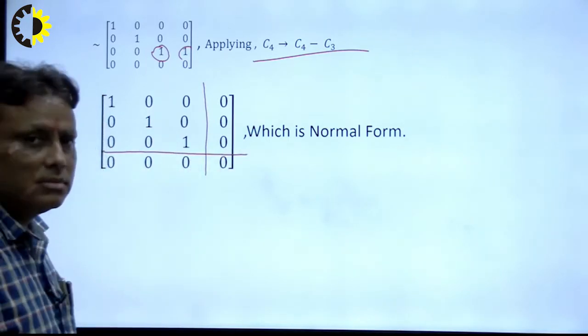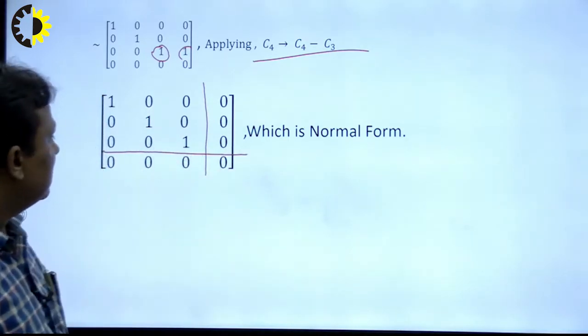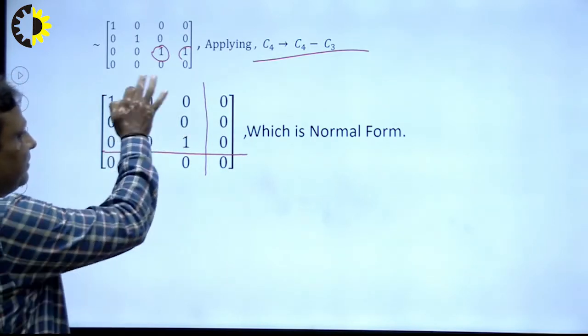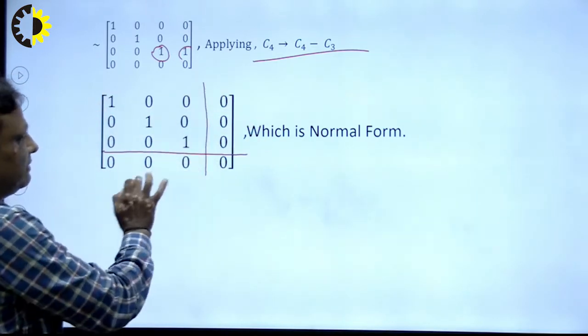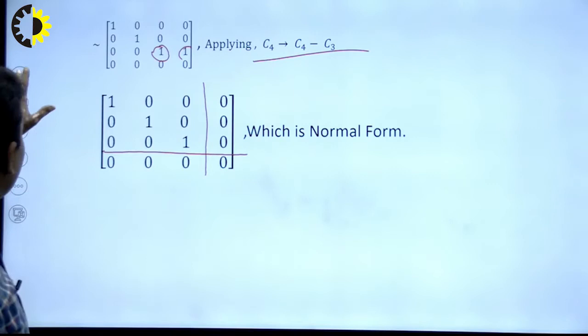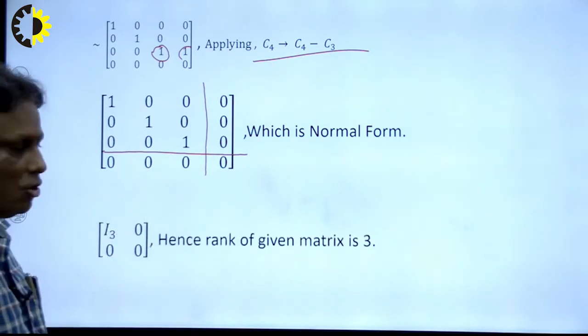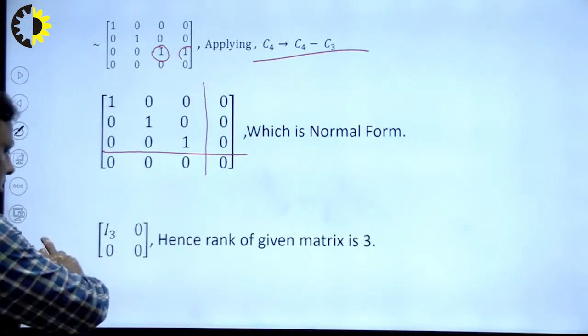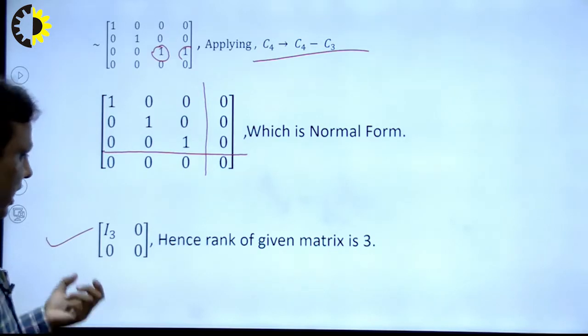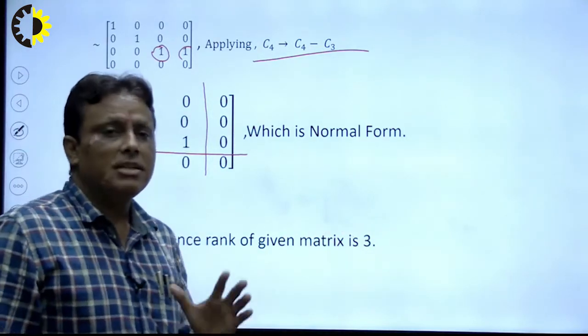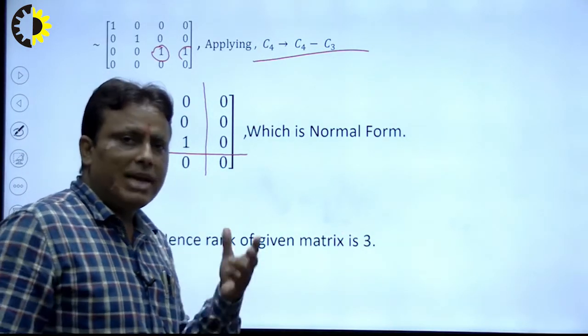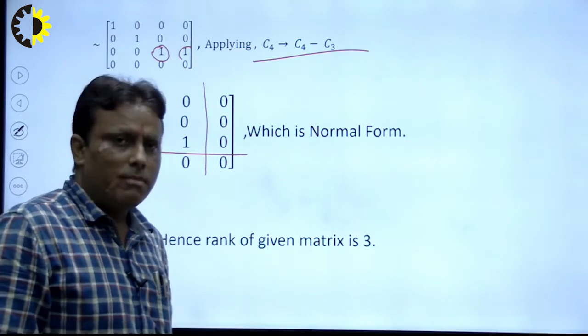I partition this by using the partition method. So this will be I3, this will be 0, this will be 0, which is a standard normal form in the form of I3 0 0 0, and the rank of the given matrix is 3. So in this way we can find the normal form and rank of the given matrix.